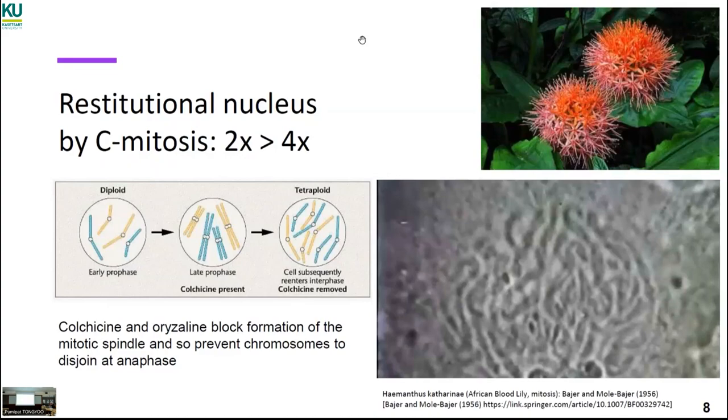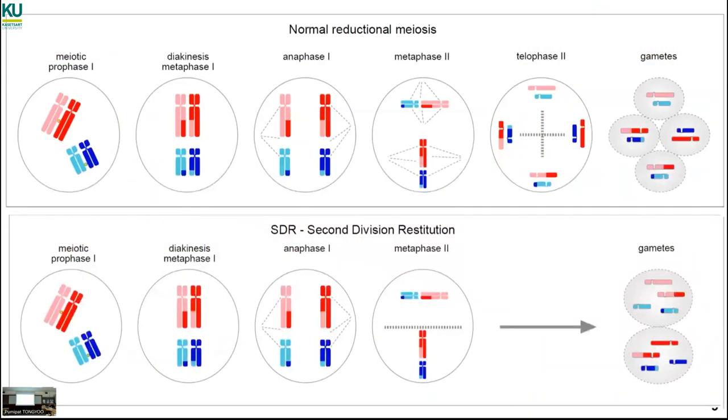Now we go to the more complex story of normal reductional meiosis. I keep it very much to the essential part. So here you have the phases of a normal meiosis in which, after pairing and recombination crossovers, you get the separation of complete chromosomes, the actual reductional division at anaphase one, reorientation in metaphase two, and the separation of the chromatids in telophase two. And you end up with four cells, the gametes, in the so-called tetrad stage. So you produce four gametes.